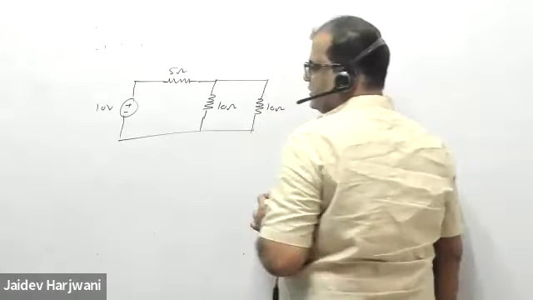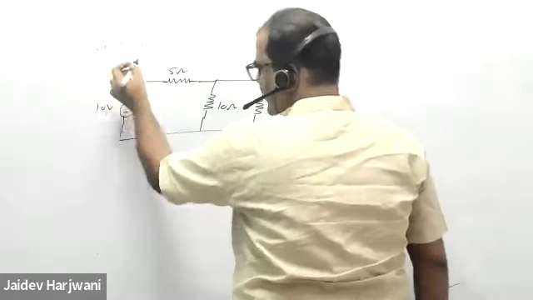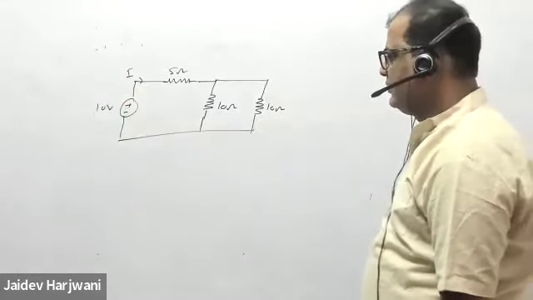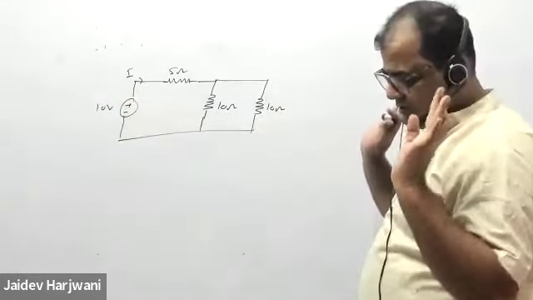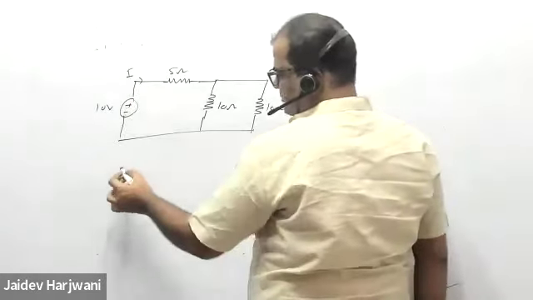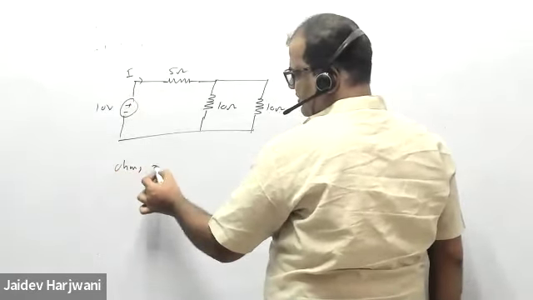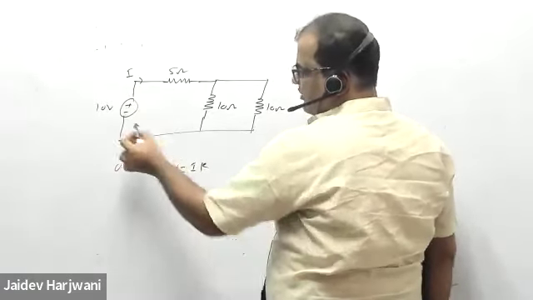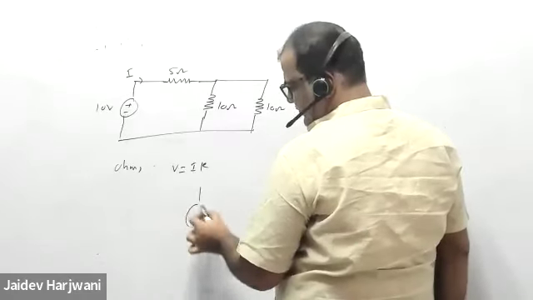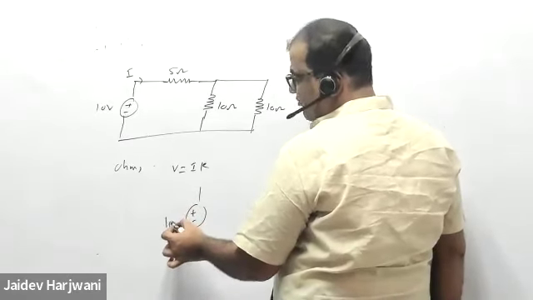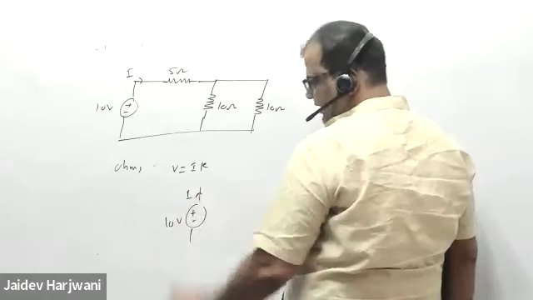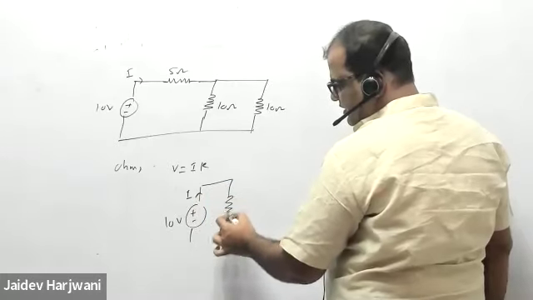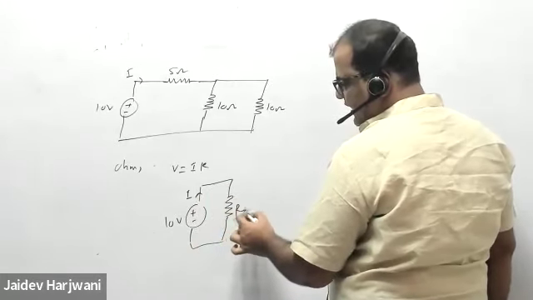Can you find how much current is coming through this battery? I want to find I, using only Ohm's law. Ohm's law says V is equal to IR. I want to find how much current is supplied by this 10 volt battery. For that I should know how much resistance is across this battery, R equivalent.